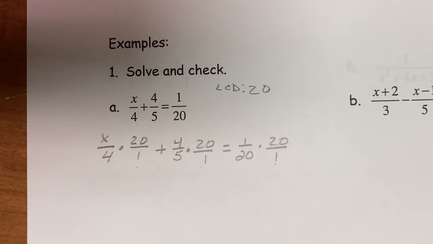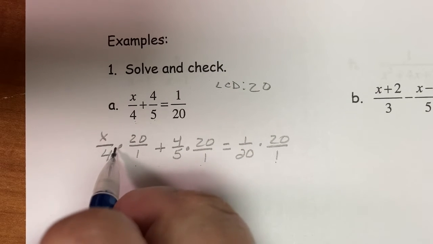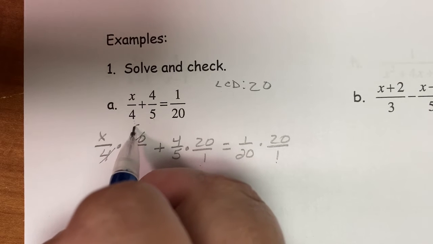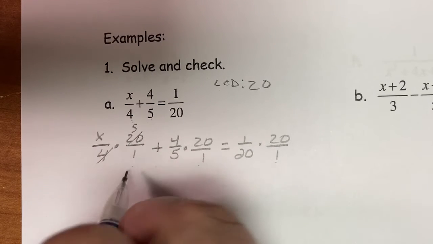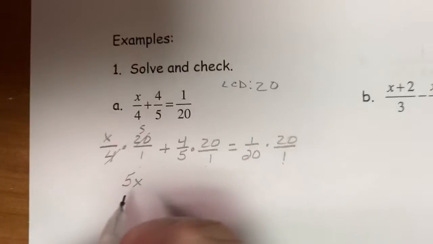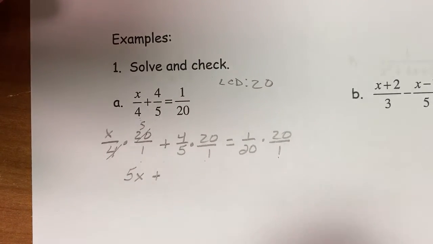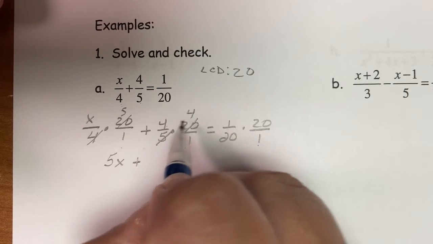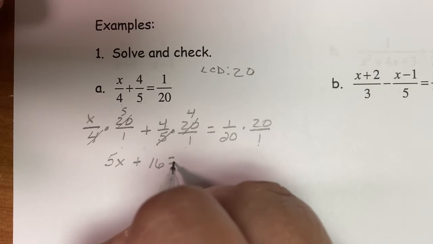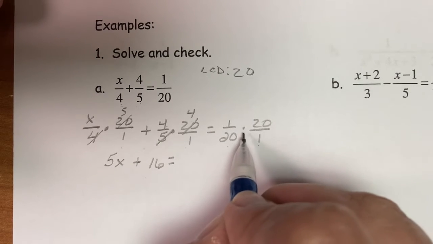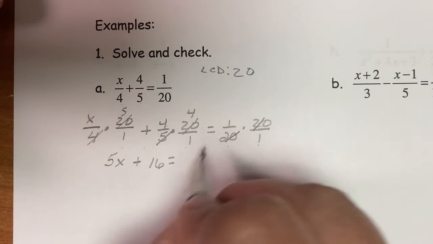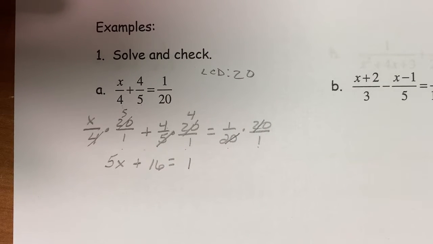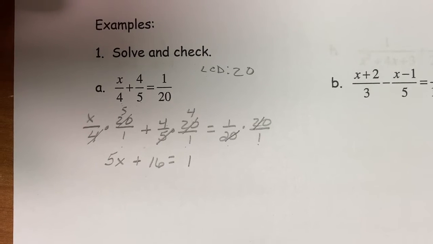Now we're actually going to do these multiplications. So look at what happens here. This 4 cancels into this 20, leaving me with 5. So this first term is now simply 5x plus, this 5 will cancel into the 20, leaving me with 4, and 4 times 4 is 16, is equal to, over on the right-hand side, the 20s disappear, and I end up with simply a 1. Voila, no fractions. And that is your goal, is to eliminate all the fractions, and then you can go ahead and solve. So now, what are we going to do?